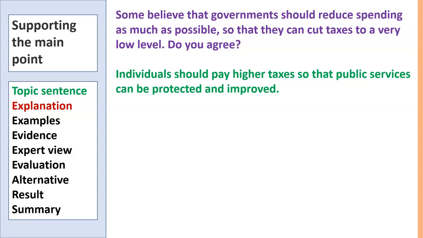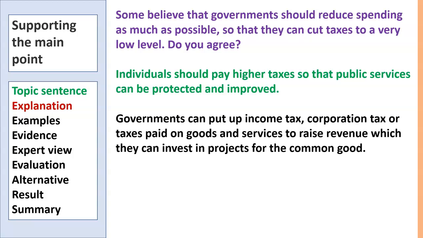The first thing that we can do is explain it, and you can see this new text explains that governments can put up income tax, corporation tax, or taxes paid on goods and services to raise revenue, which they can invest in projects for the common good. So the topic sentence didn't explain all the details we needed. We added extra explanation, and that's often the best way to start.